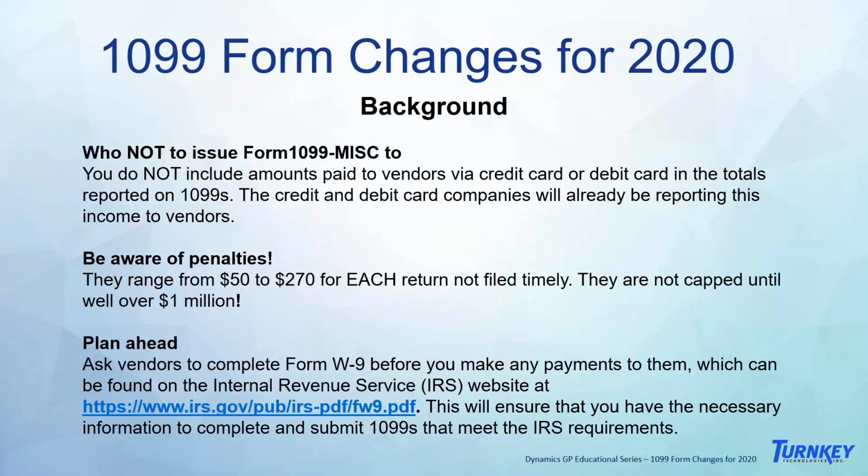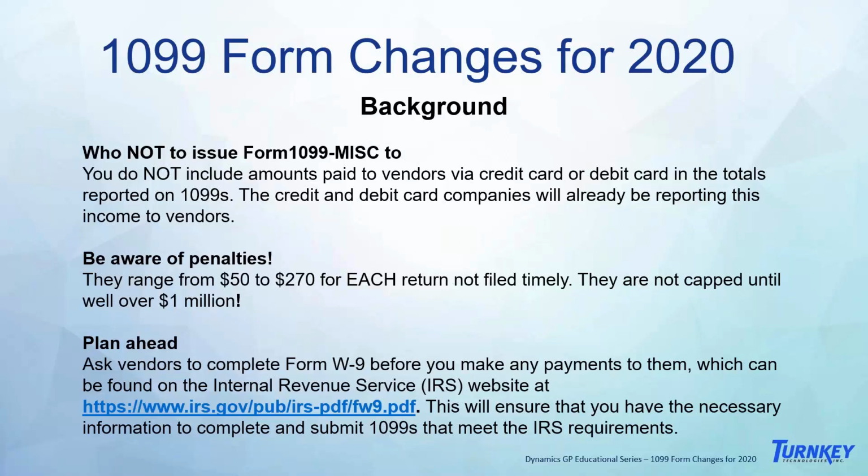Okay, be aware of penalties. They can be stiff. You can see $50 to $270 for each return, and that doesn't mean all my returns are late today. That means the return for this company and the return for that company and the return for that company. So each of those individually can be $50 to $270 for each return not timely filed, and the penalties aren't capped until well over $1 million. So penalties can run up pretty fast. My general guidance there is report more, be more inclusive, not less. There's no penalties for over-reporting. There are penalties for under-reporting.